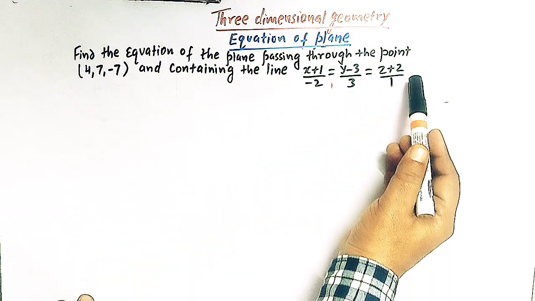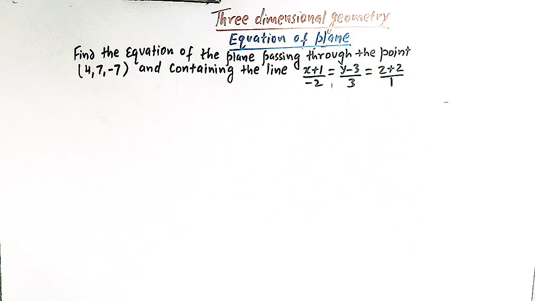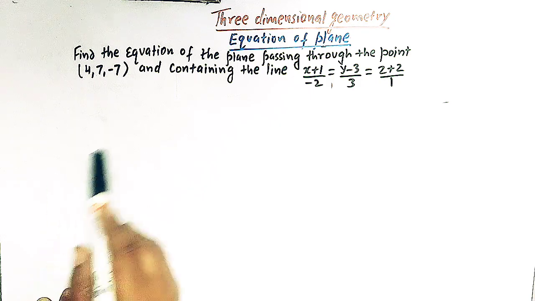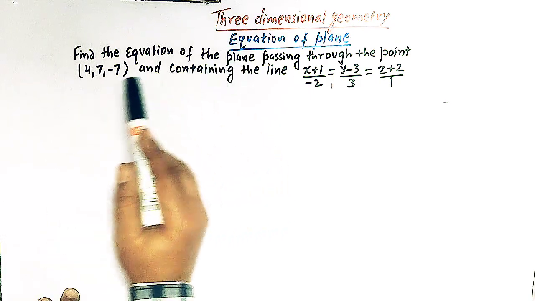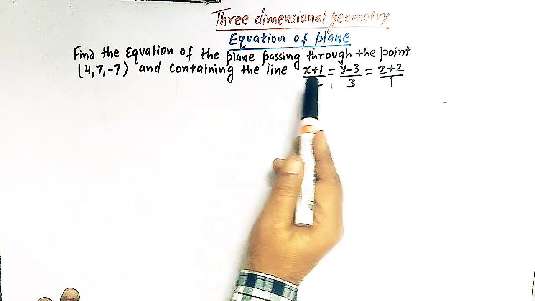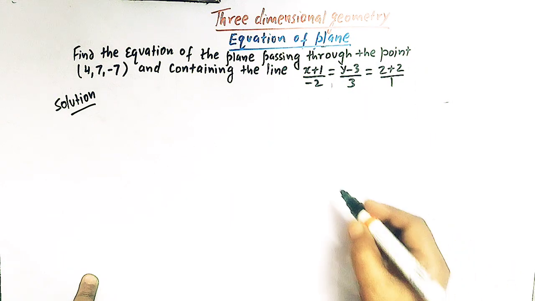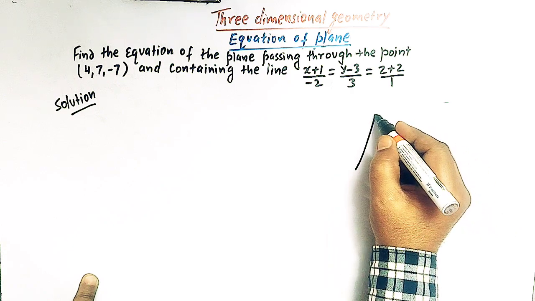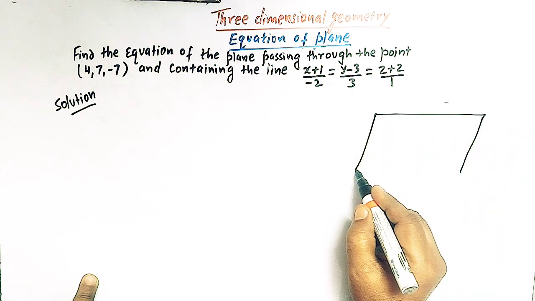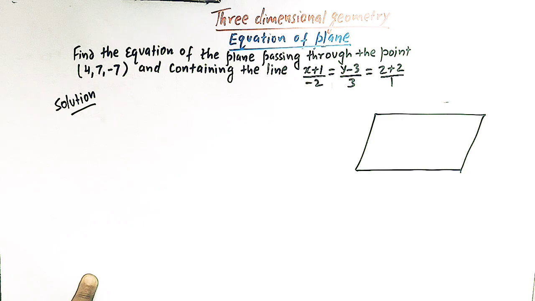So here the equation of the line is given in symmetric form, right? So let us see how we can find out the equation of the plane where we are given two conditions, that is the plane passes through this point and the plane contains this line. So let us first draw a rough diagram. Suppose this is the plane whose equation is to be obtained.